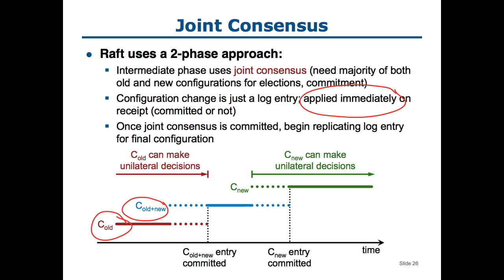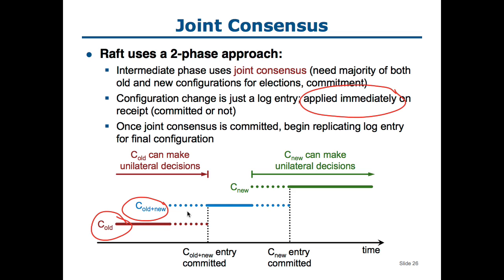So back to our timeline here, the leader places the new configuration entry in its log, and then as far as that leader is concerned, that's the configuration in effect. So that leader makes all of its decisions according to the old plus new configuration. That means that, for example, for any log entry to be committed, it must be logged on a majority of the machines in the old cluster and a majority of machines in the new configuration.